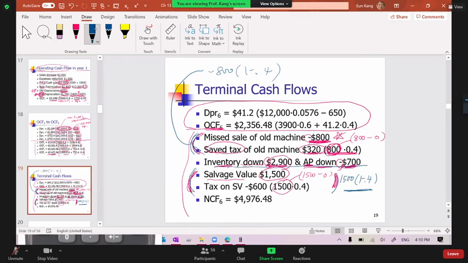Actually, terminal cash flows are minus 800 plus 320 plus 2,900 minus 700 and plus 1,500 minus 600, right? Plus what? Plus this one. So that is not terminal cash flows, it's net cash flows. So net cash flow equals OCF 6 plus terminal cash flows.